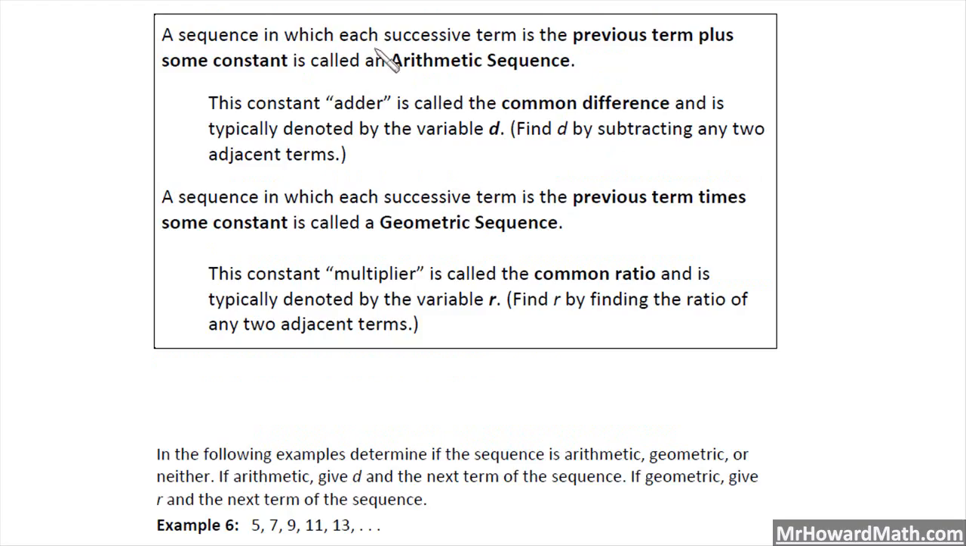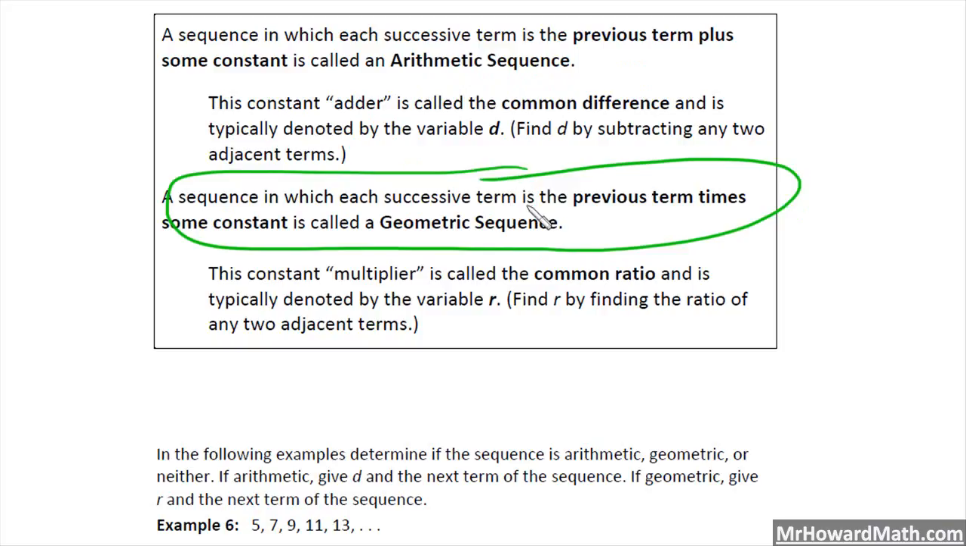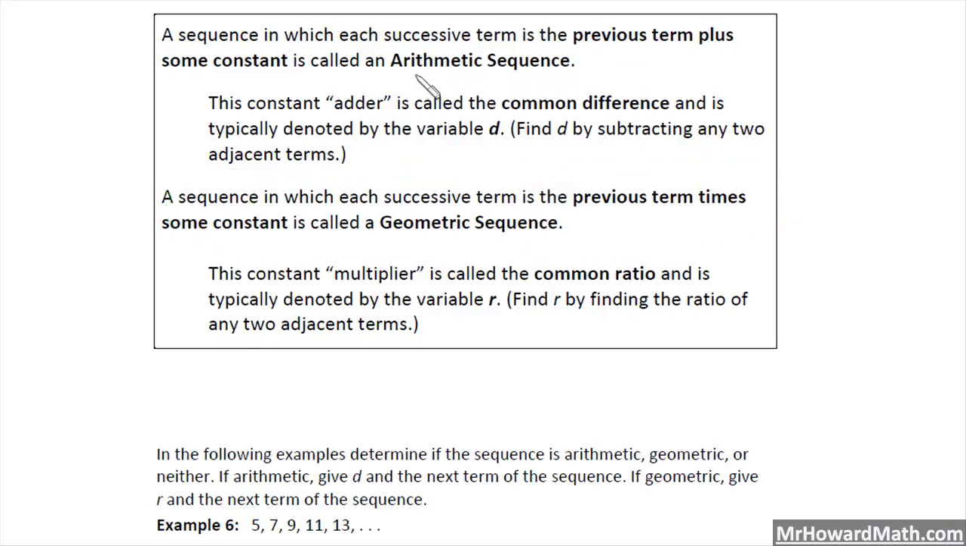All right, some notes here. A sequence in which each successive term, meaning one after the other, is the previous term plus a constant, that's arithmetic. If we're adding each time, that's arithmetic. If we are multiplying each time, then that is going to be a geometric sequence. In an arithmetic sequence, that constant adder is the common difference. We usually use the variable d for that, and you can find it by subtracting any two adjacent terms. You take one term and subtract the one before it, and that gives you the common difference.